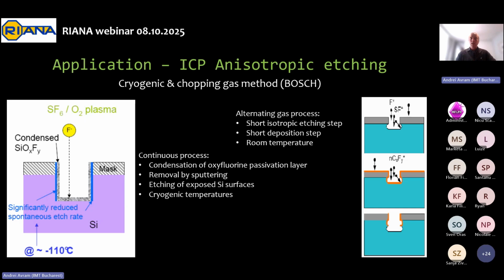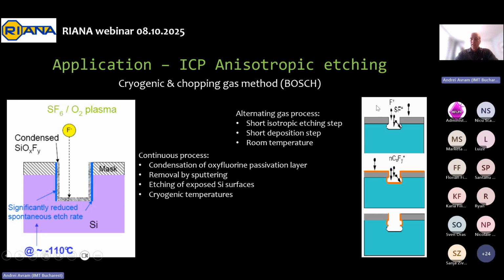Okay, so we will go next to the ICP, anisotropic etching. ICP is very widely used. You can use it instead of CCP very well when we think of etching. But I would like to discuss two cases, two technologies that we have currently in our institute. One is the cryogenic method, and the other one is the chopping gas method, or the Bosch process.